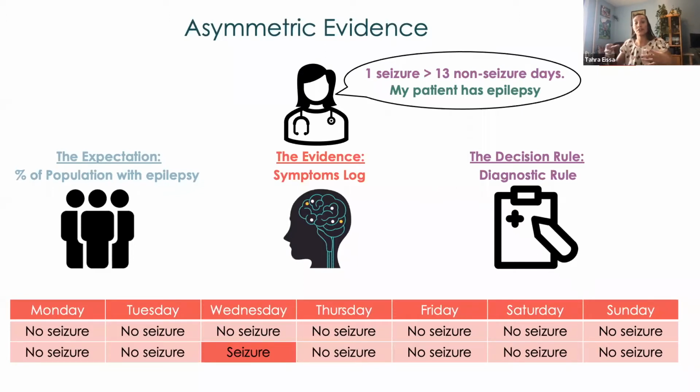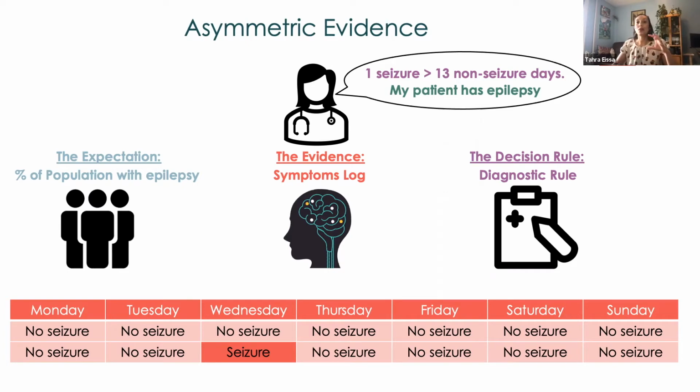So we actually have different weights. And so now we're going to say, okay, if 1 seizure is more important than 13 non-seizure days, my patient has epilepsy. So I've made a choice. This kind of variation in weighting is really what we're going to focus on today.